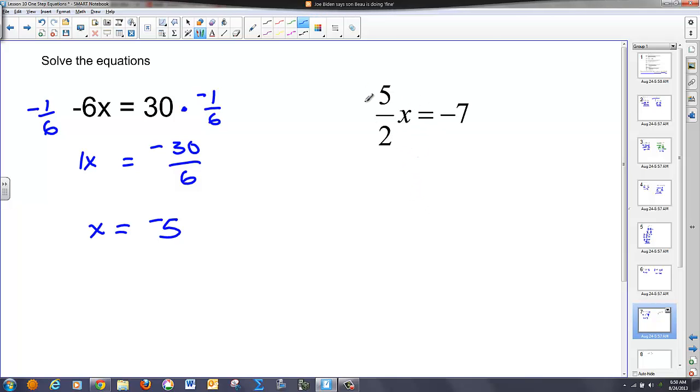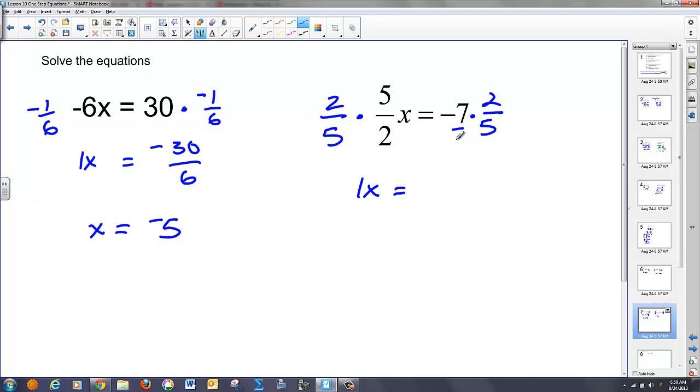In this case, I want to get x by itself. I'm going to multiply by the reciprocal, so I get 1x. So 2 over 5 times 5 over 2 gets me a 1x. And I have to do to the other side the exact same. And I'll put that -7 over 1. So when multiplying fractions, we multiply the numerators together, giving me a -14 over 5.